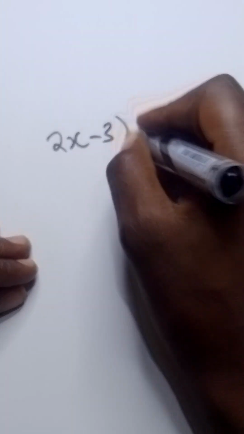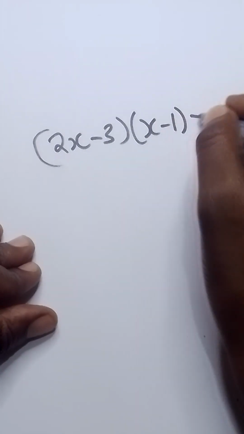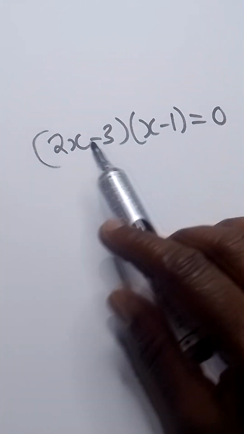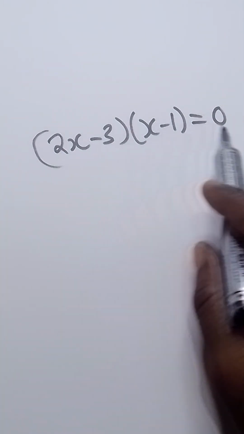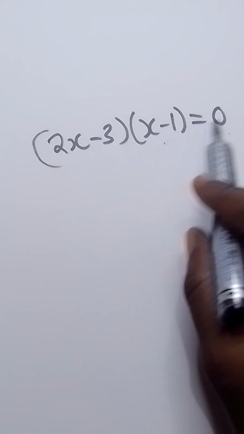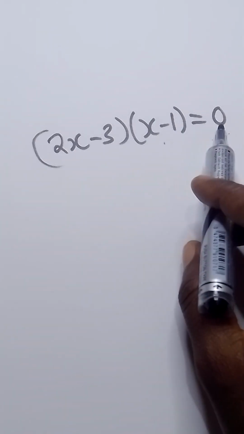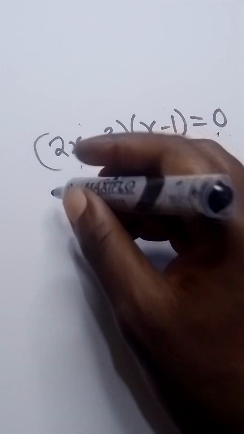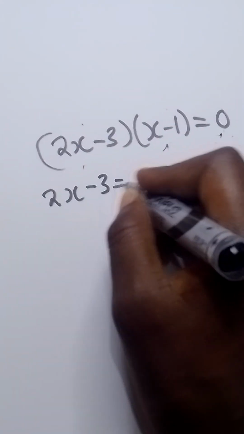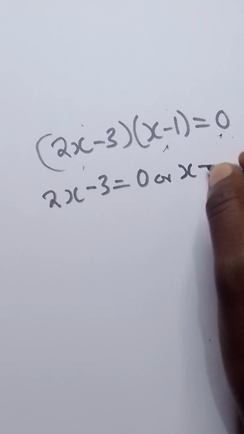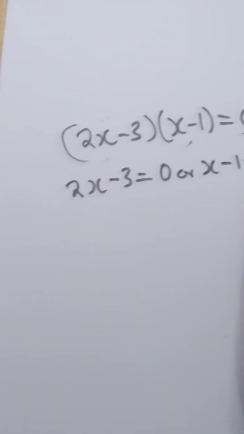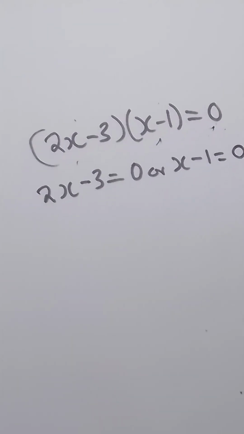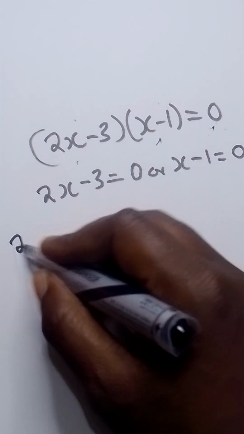Once you've done that, let me just repeat what we found. 2x minus 3 times x minus 1 is equal to 0. If you have an equation like this where the numbers in the brackets multiply to 0, it means that if any of these two is 0, then we should be able to get 0. If this is 0 or this is 0, we'll still get 0, isn't it? Because we are multiplying. So we are going to say 2x minus 3 is equal to 0, or x minus 1 is equal to 0.